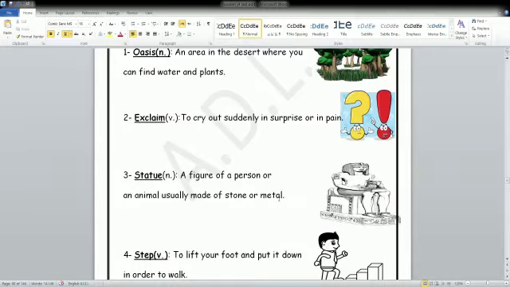Let's use it. She shouted with the exclamation at the size of the statue. Next, we have the word statue. A figure of a person or an animal, usually made of stone or metal. Again, statue is a noun. It's a figure of a person, like the one in the picture, or like an animal, like the Sphinx, for example. And we can see statues in museums or temples or squares, like the Statue of Liberty in America.